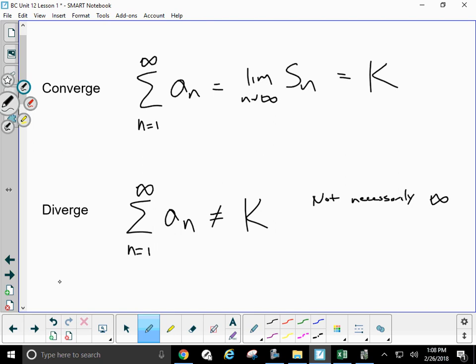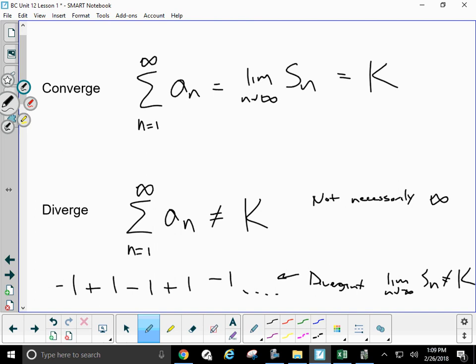This series: -1 plus 1 minus 1 plus 1 minus 1. That's a series. It goes on forever and ever. I can look at the partial sums. The first partial sum is -1. Second partial sum, 0. Third partial sum, -1. Fourth partial sum, 0. As I go to infinity, am I going to be approaching a value? No. So this guy, we would say, is divergent, because the limit as n approaches infinity of its partial sums does not equal a value.